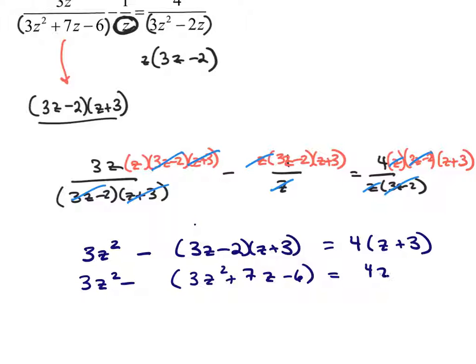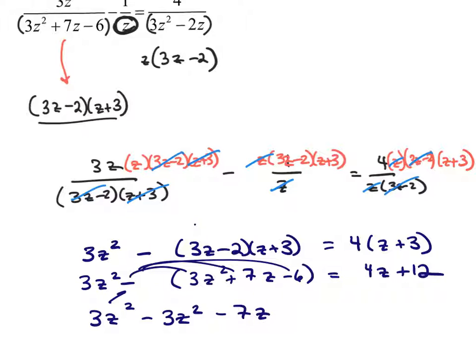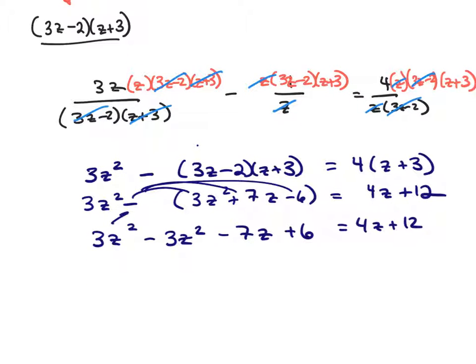I can distribute the 4 on this side, so 4z plus 12. But we have this little negative sign in front of the parentheses, so we have to distribute that. So we end up with 3z squared, and it's actually a really good thing because I get 3z squared minus 3z squared minus 7z plus 6 equals 4z plus 12. So like I said, the 3z squareds go away. So we're left with minus 7z plus 6 equals 4z plus 12.